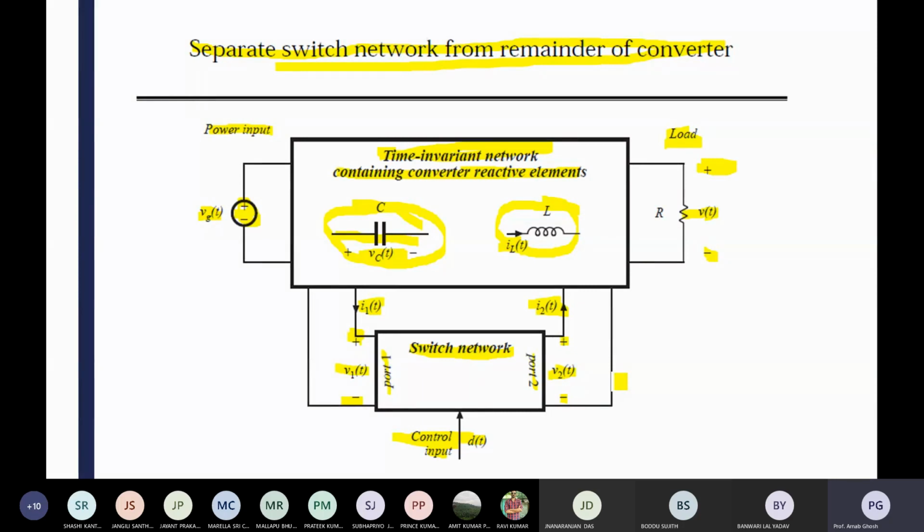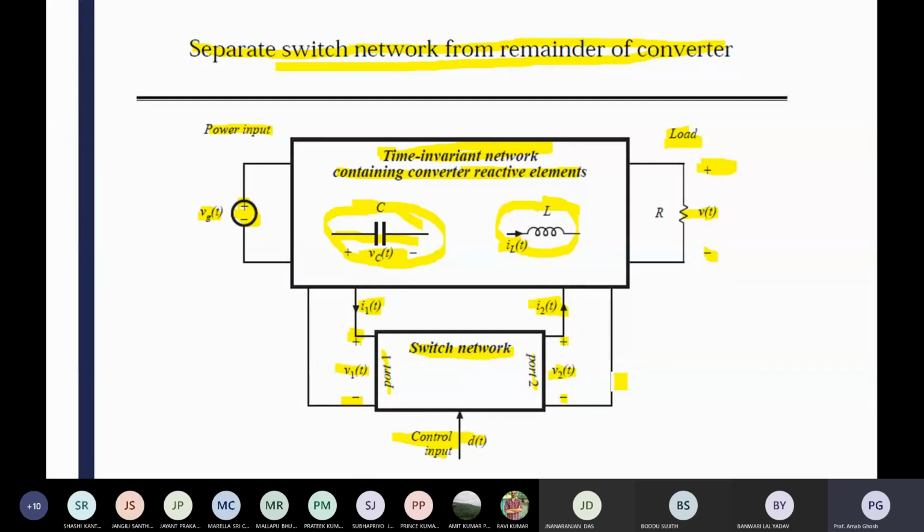So if you want to give the input to that transfer function, that input will be a reference input. Reference input means how much output voltage you want to get. That reference input will be there, and you will get the output voltage.